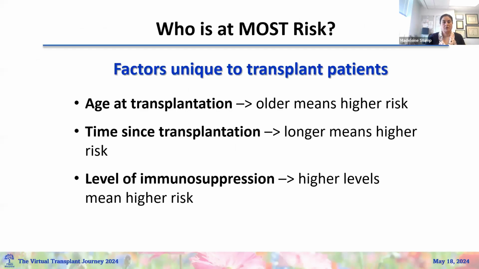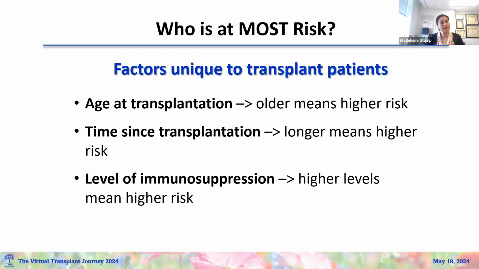Okay, so who is most at risk? What are the factors that are unique to transplant patients? Well, three main ones. Age at transplantation. Older means higher risk. Again, I talked about natural immunosuppression. With aging, the immune system undergoes senescence, so you have that process that you cannot stop at older age. When you also, on top of that, add immunosuppression by medication, your risk increases significantly.